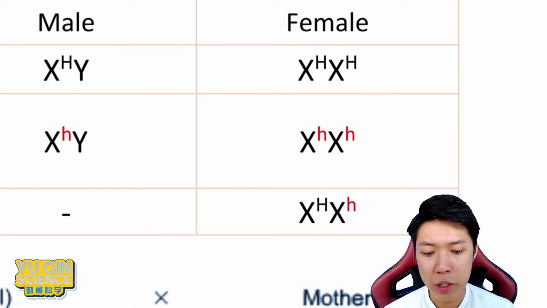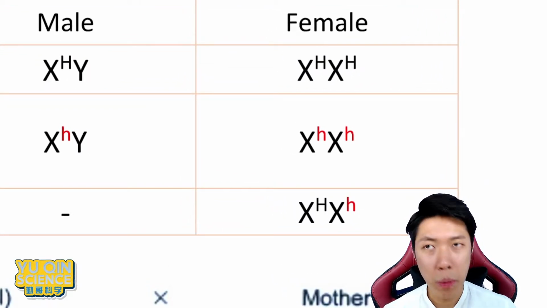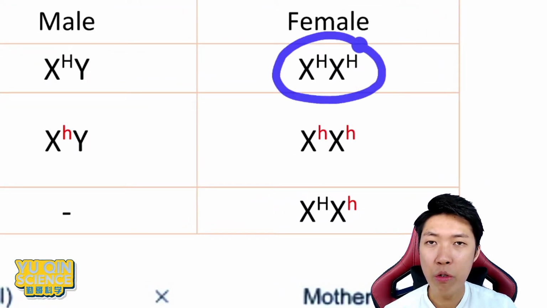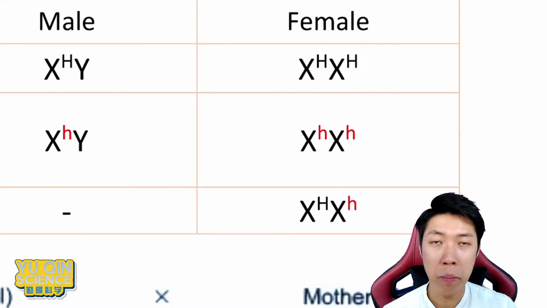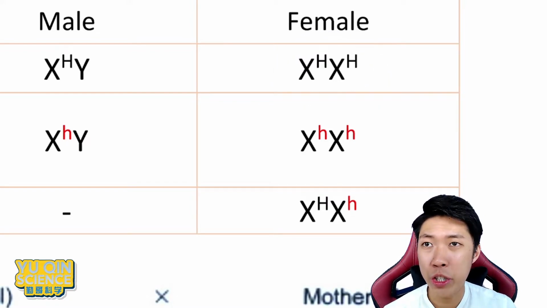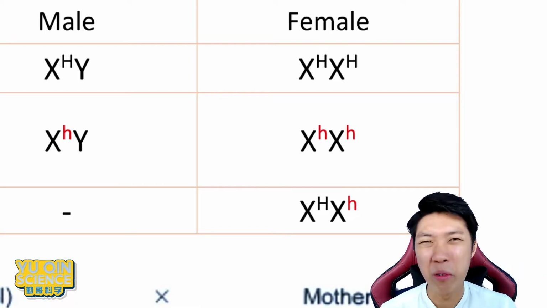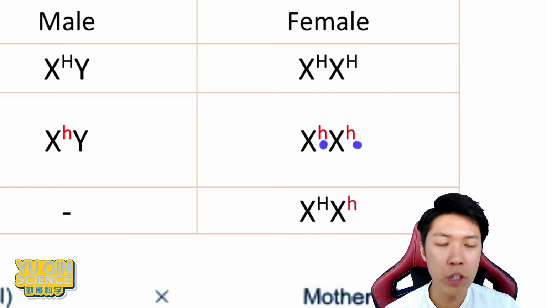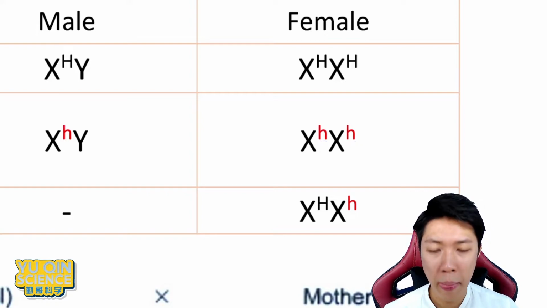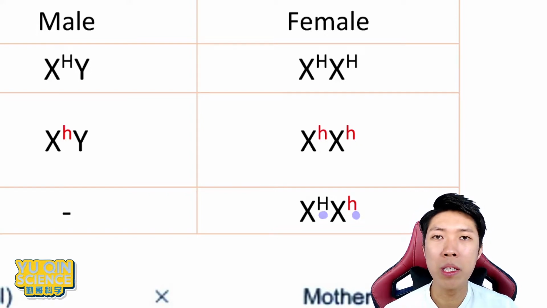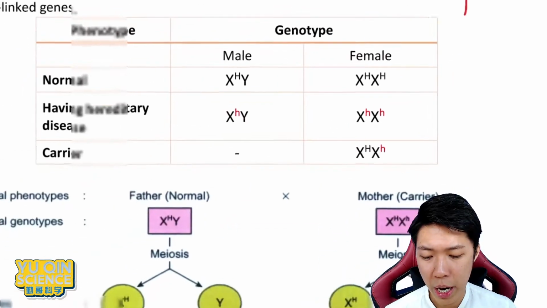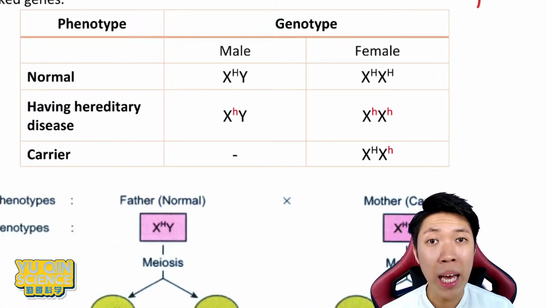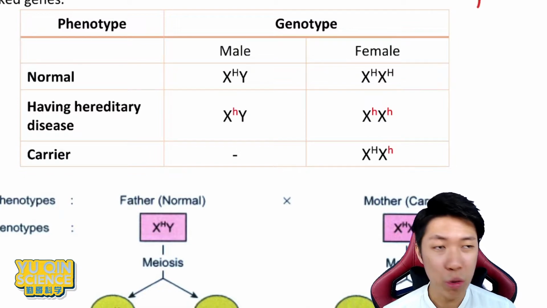As for the female, there are three possibilities. If it's okay, you write X big H, X big H. Remember, capital letter H means no problem. But you have to show that it's no problem, so you write capital letter. Small h means no good, kena. Big H, small h means carrier. So a carrier basically is okay, but you will pass it to the next generation.